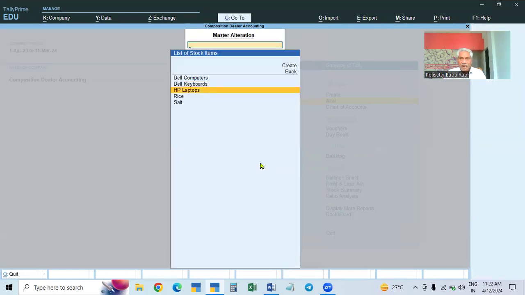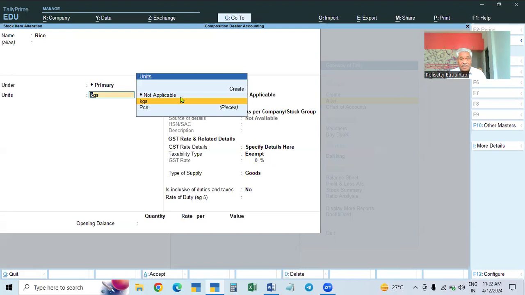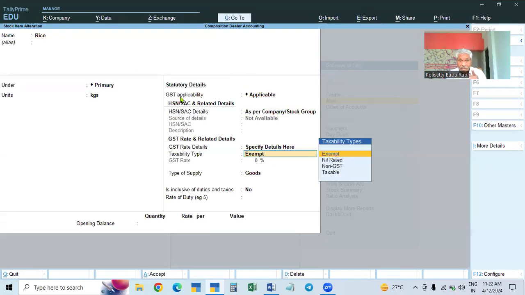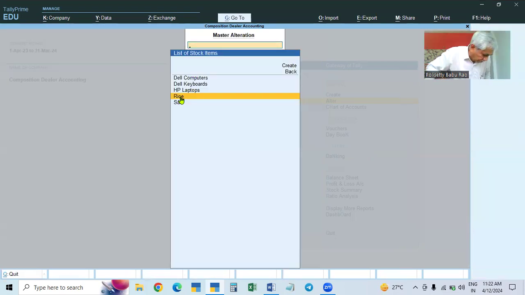And then, rice we are taking. In this case, see here, rice is taken in units, bags. GST is also applicable. But specifically here, for the rice, it is exempt, not taxable. So take exempt and give goods. We have to show it as exempt.